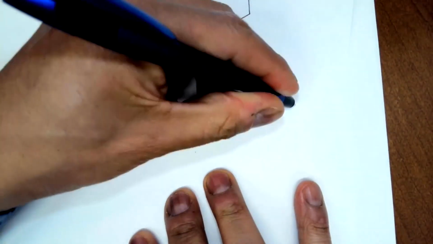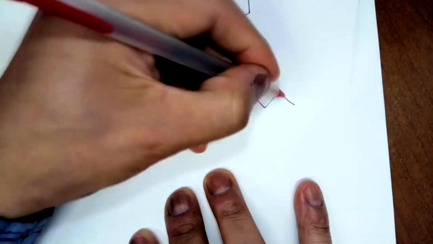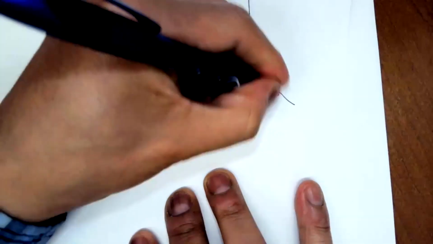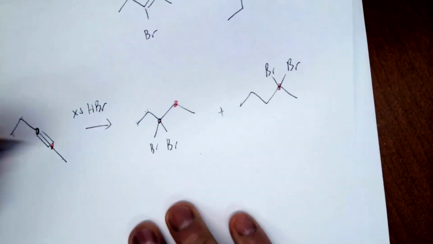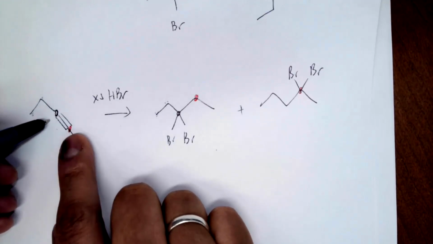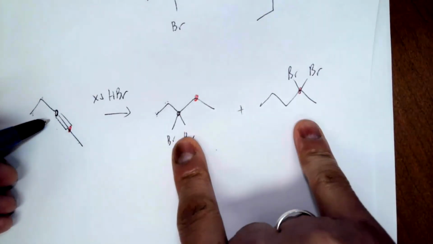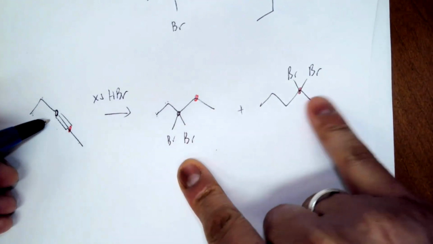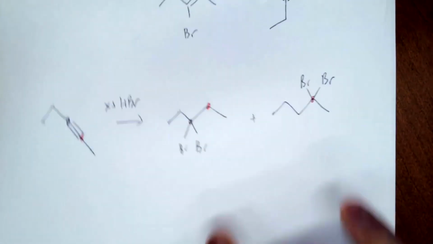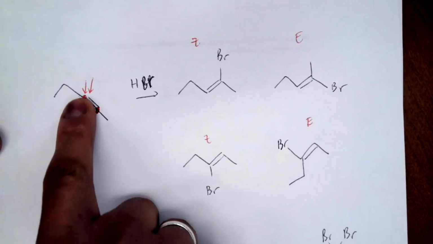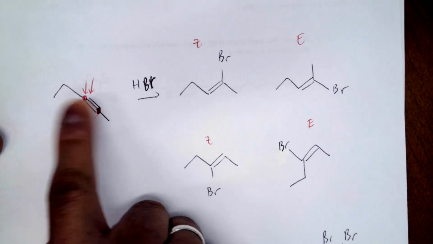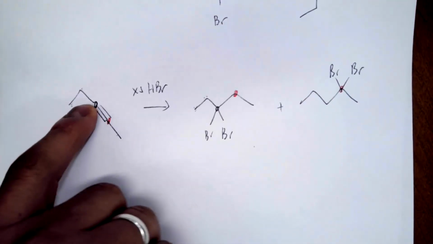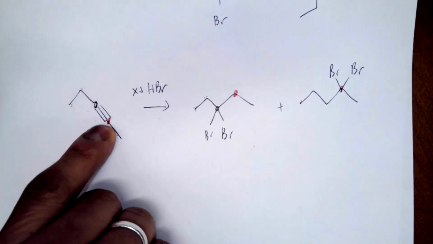plus 2 bromines here. Because remember, it's excess, right? Because both carbons are Markovnikov. That's why we'll get two products in this case, if I do excess HBr. So if I do only one, I will get here E and Z and here E and Z. Because both of them are Markovnikov. That's why I get excess here and excess here.